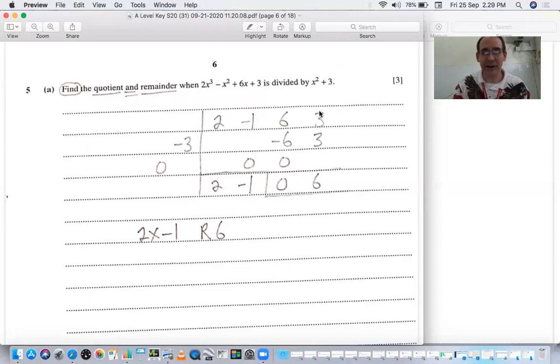The only thing you have to learn is to keep your place values straight. So in other words, your cubic, quadratic, linear, and constant place values. Same thing with your x squared plus 3. So notice I take the coefficients, 2, -1, 6, and 3. We're dividing it by... Now when you use synthetic division, you have to change the signs of all the terms except the first one. So the 3 becomes -3.